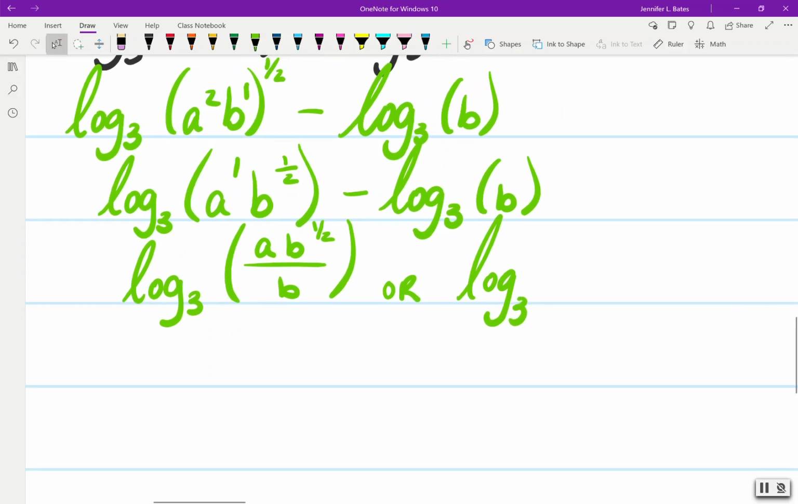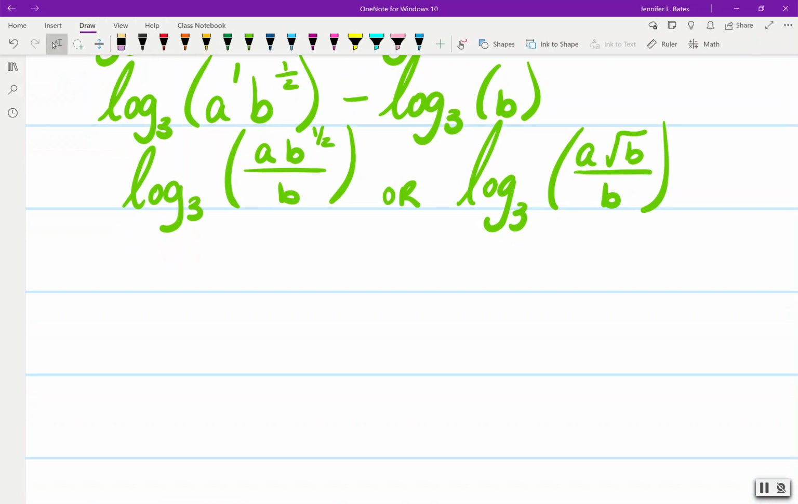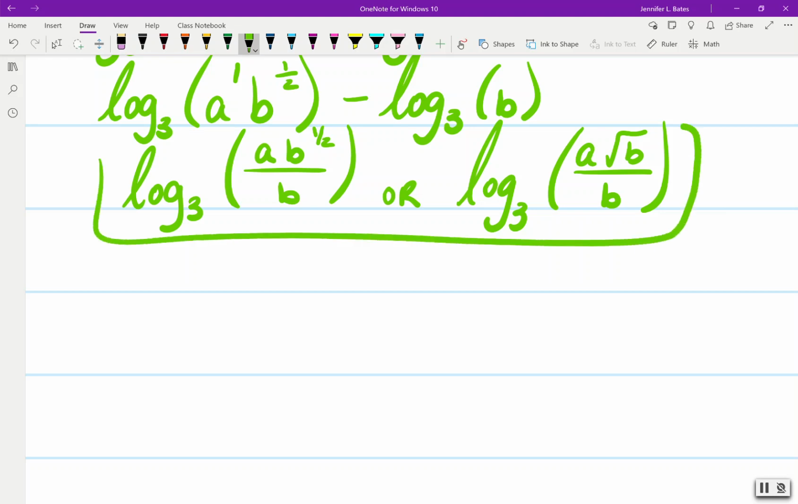Log base 3 of the square root of b over b. Now, how did we get the square root? Where did that come from? Well, the square root came from this. If I have b to the 1/2 and I change forms to radical form, I bring that 2 around, this is the same thing as the square root of b. That's where that radical came from, because I just changed forms from exponential to radical. So either one of these is fine.